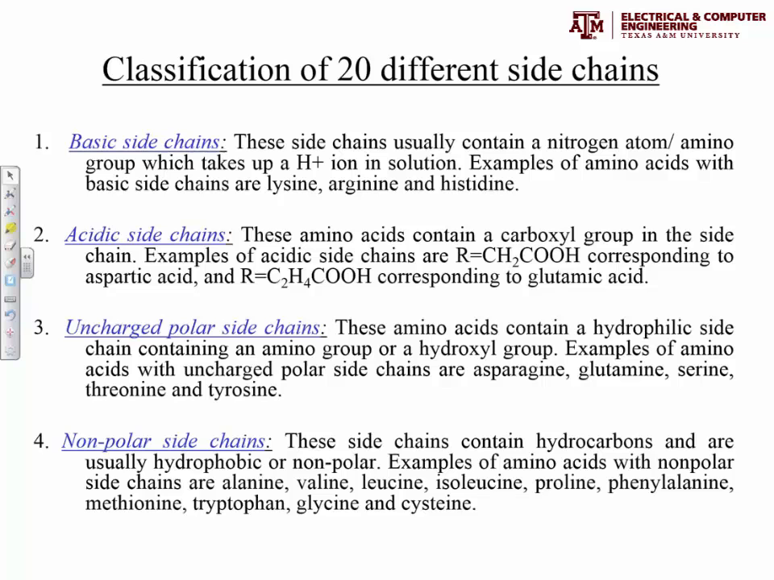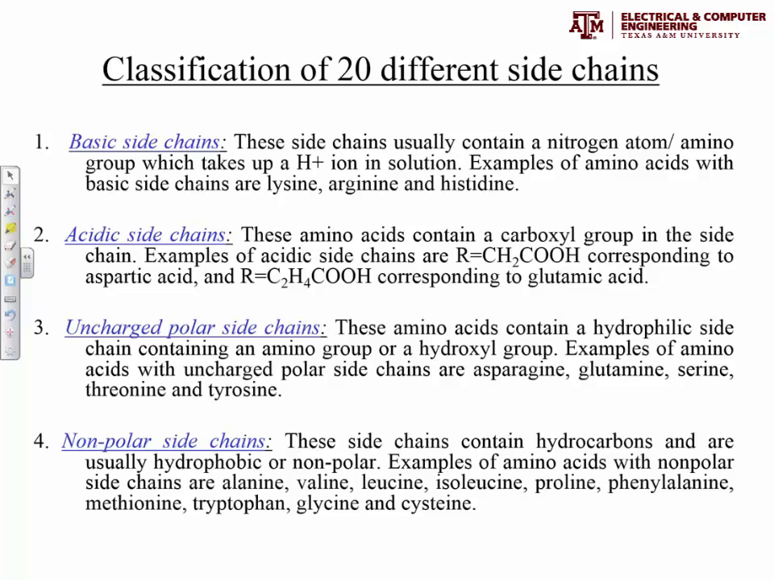Then yet another possibility would be to have uncharged polar side chains, right? So these amino acids contain a hydrophilic side chain containing an amino group or a hydroxyl group. And examples of amino acids with uncharged polar side chains are asparagine, glutamine, serine, threonine, and tyrosine, right? And if you count all these names, you'll see there are 20 of them, like 3 here, then 2 here, then another 1, 2, 3, 4, 5 here. Then count the rest, you'll see there are only 20 different side chains, okay.